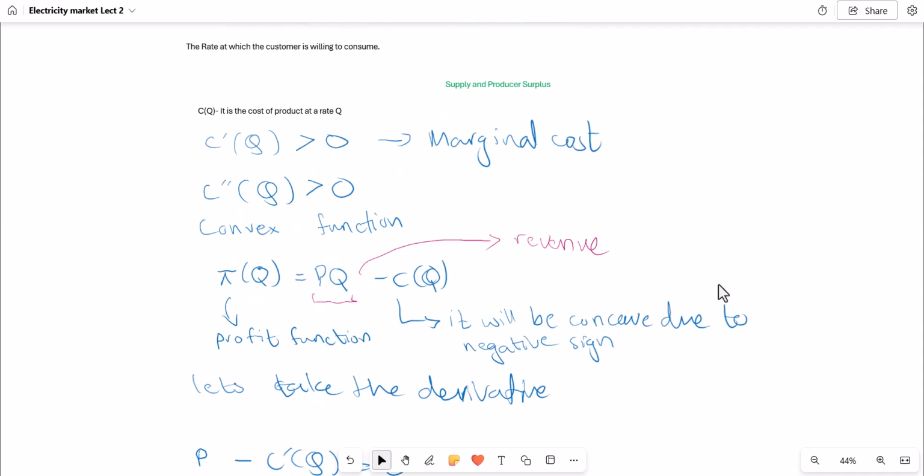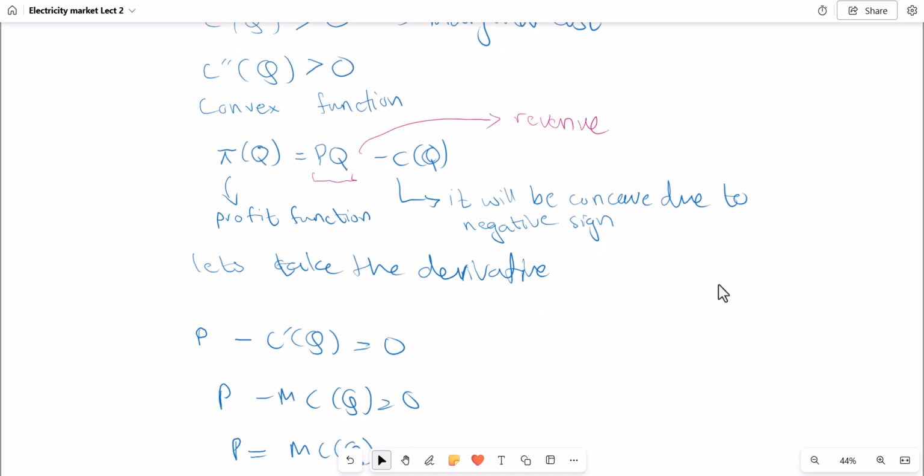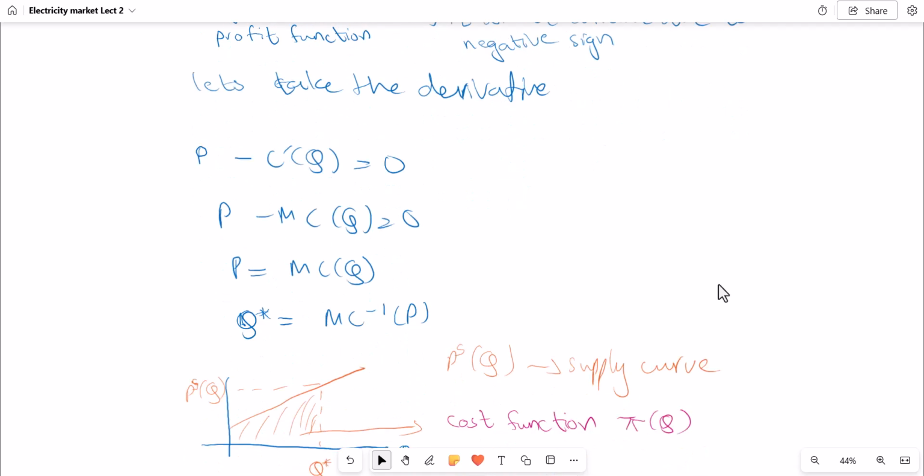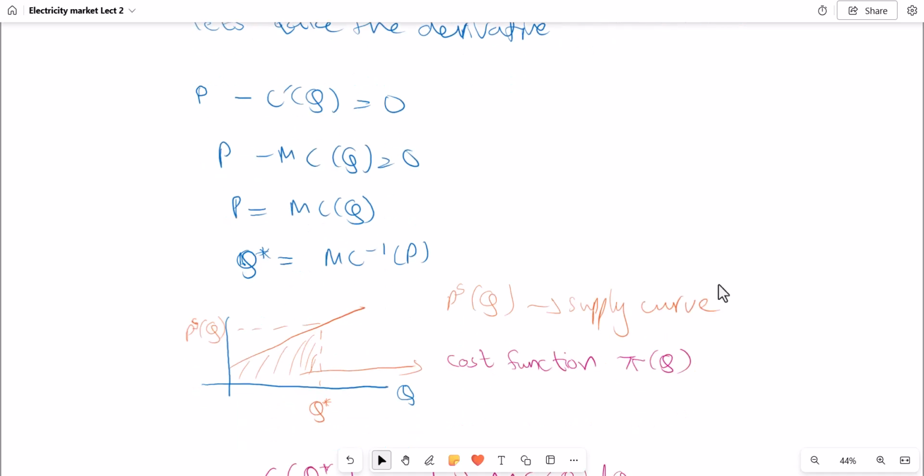Okay, so now what does the producer or the supplier want? He wants to maximize his profit, so we can write the profit function in this form. Basically it will be revenue minus costs, and here you can see that the cost function is convex, but due to the negative sign it makes the profit a concave function. And when we take the derivative, we get that the price is equal to the marginal cost function. It can also be explained in the same way that for a given quantity there will be a marginal cost and so on.